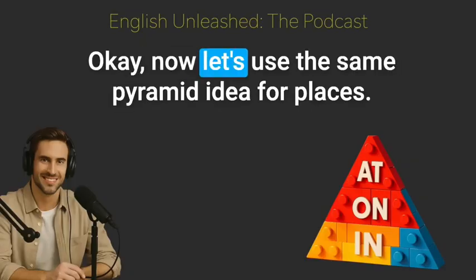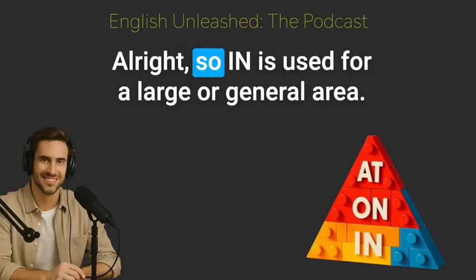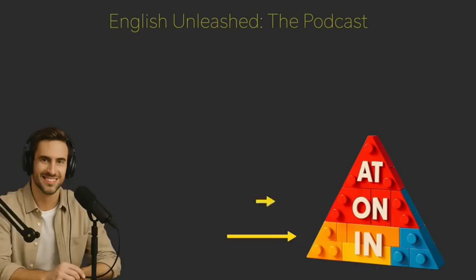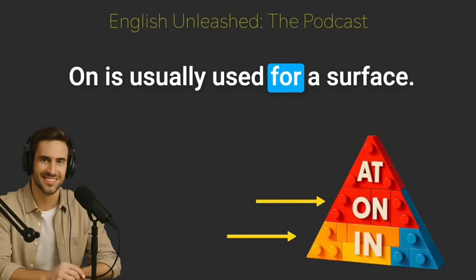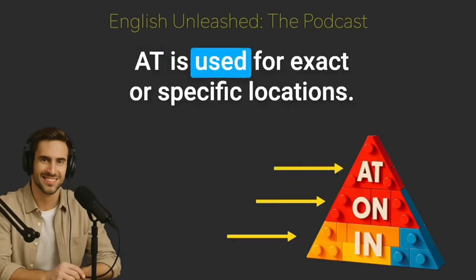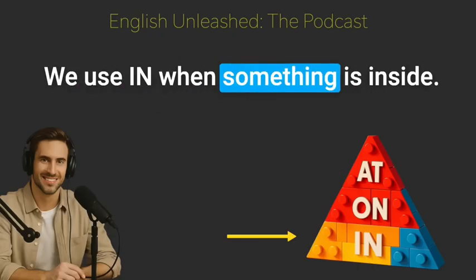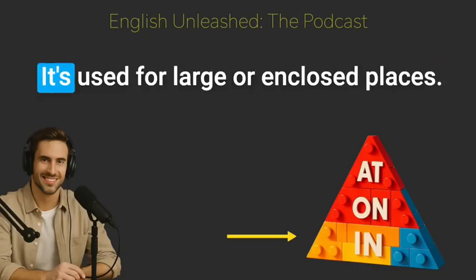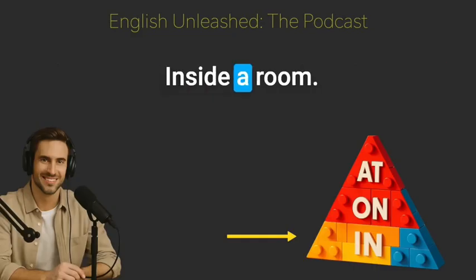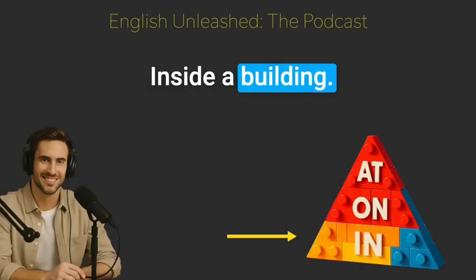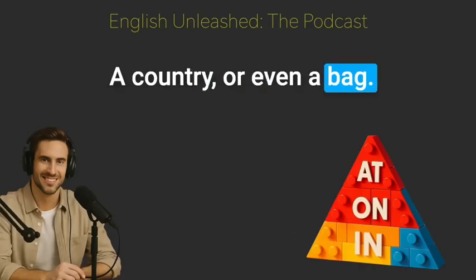Okay, now let's use the same pyramid idea for places. All right? So, in is used for a large or general area. On is usually used for a surface. At is used for exact or specific locations. Let's start with in. We use in when something is inside. It's used for large or enclosed places. Inside a room, inside a building, a country, or even a bag.